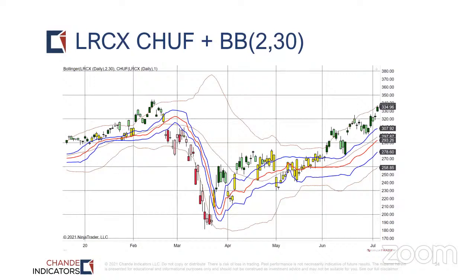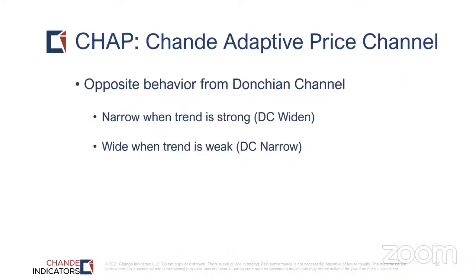And we can do roughly the same thing with the price channel. So I'll show you that as an example. So again, the standard price channel is named after a gentleman by the name of Donchian who thought about it, I think in the 50s or something. Again, we want it to be narrow when the trend is strong, whereas the channel widens, and we want it to be wide when the trend is weak, whereas the channel becomes narrow. So again, the opposite behavior. So we can take advantage from a trading perspective.